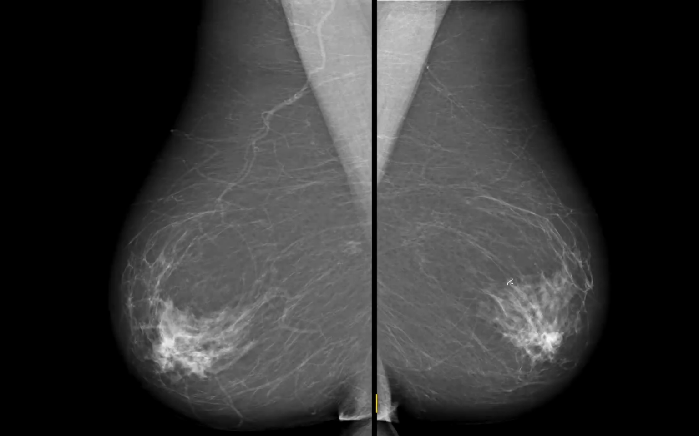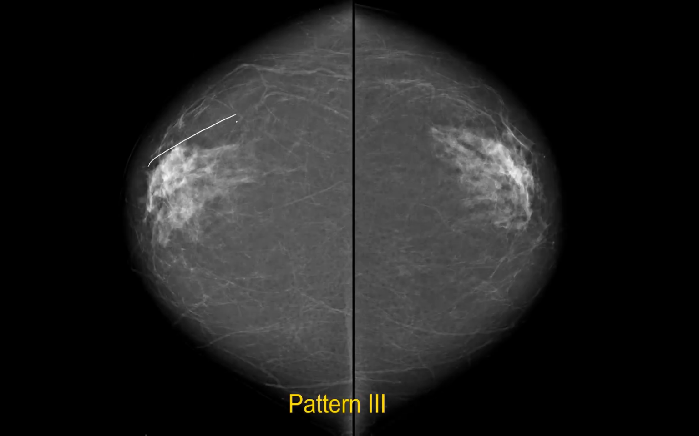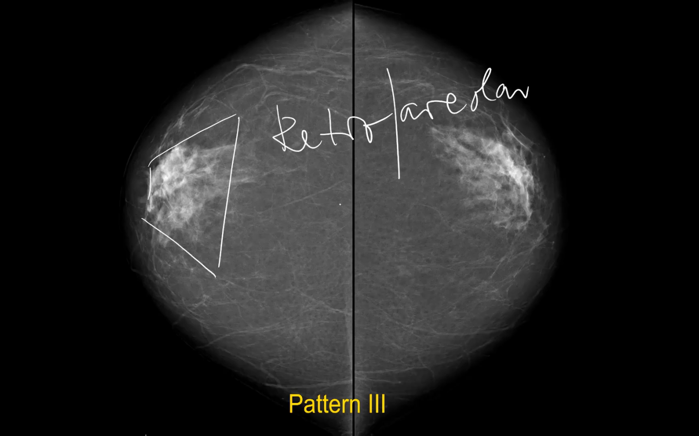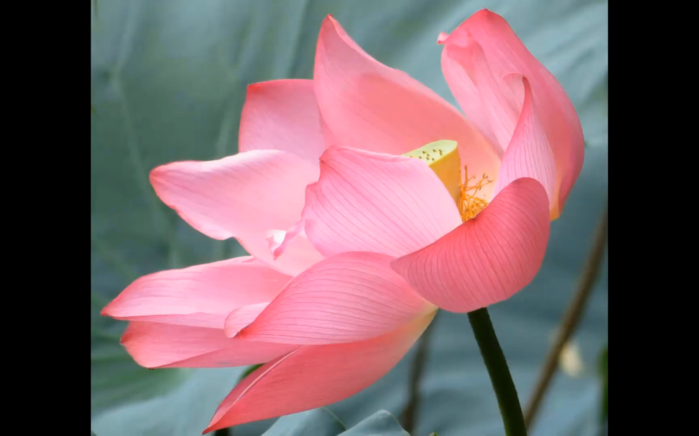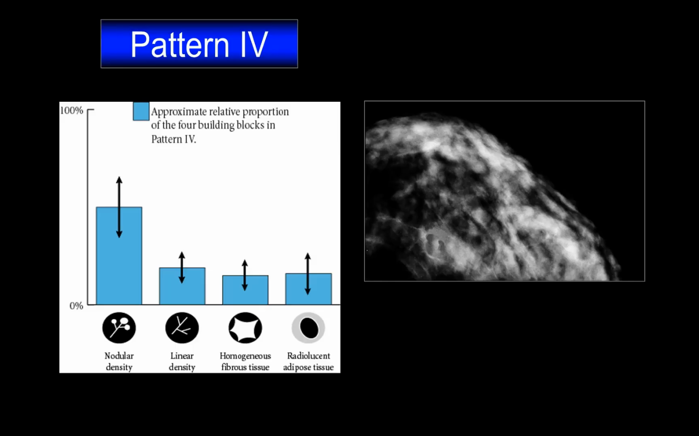Dear colleagues, this is it. Here is one duct, and then fat, and another duct, and fat, and another duct. And eventually, you could say that this is kind of a trapezoid, retroareolar trapezoid fibrosis. Especially because some of the ducts have the periductal fibrosis, so it melts together to this shape of density. Let's talk about something more difficult.